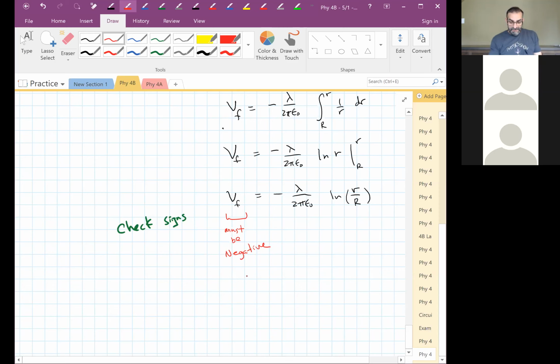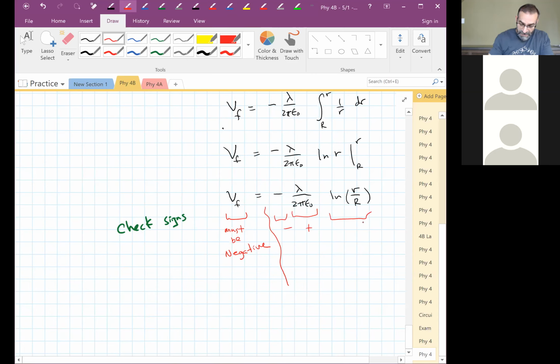Good. Okay. Negative. We're starting at 0. We're moving in the direction of the electric field. Electric field always points toward lower potential. What's lower than 0? A negative number. Okay, so then we come back over here. This is positive. This is negative.